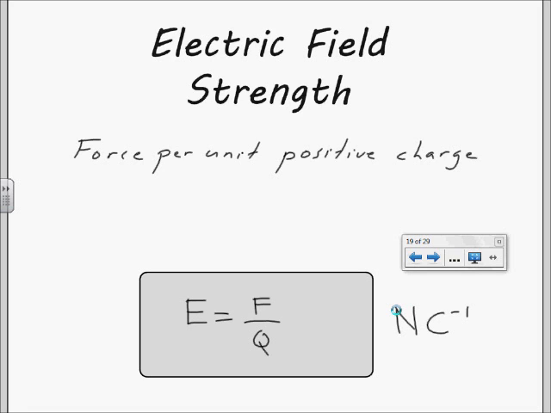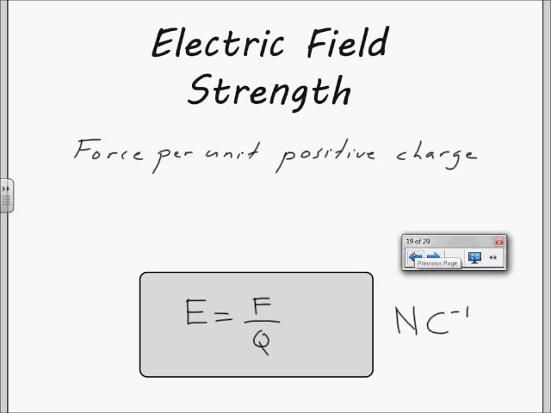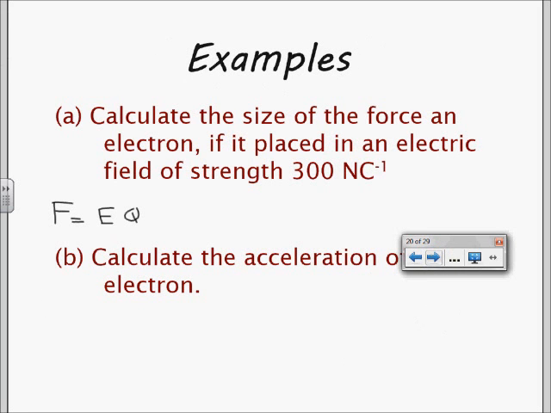Right, and just an example problem to work on. Calculate the size of the force if a charge is placed, it's an electron placed in an electric field. So you're just going to use this F equals E times Q. Where does that come from? If we just go back to the previous page, E equals F over Q. A very useful form of the formula then would be F equals EQ, to calculate the size of the force if you know the electric field strength.